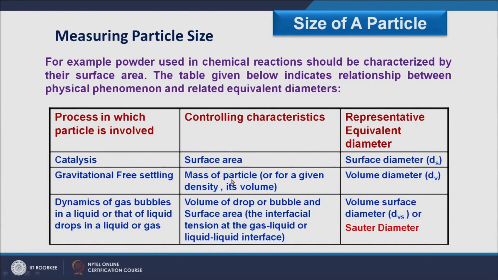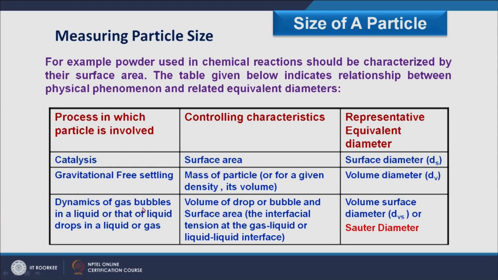Another process we have is the gravitational free settling, in which mass of a particle is important. Mass of the particle is the controlling characteristic, or for a given density its volume. So in this case, volume diameter we have defined as the equivalent diameter.